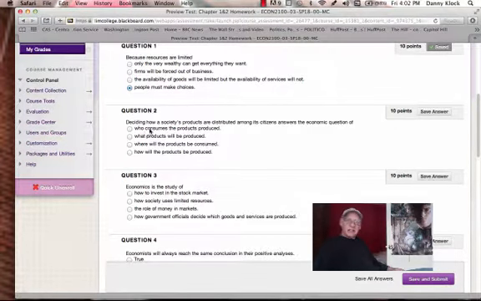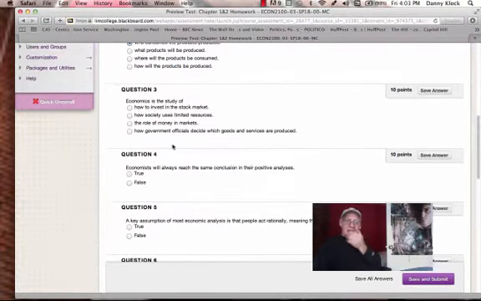Question 2, deciding how society's products are distributed among its citizens answers the economic question of... Dun, dun, dun. This is a silly question. I wouldn't repeat this on the test, but who consumes the products that are produced? Yeah, it seems so obvious.